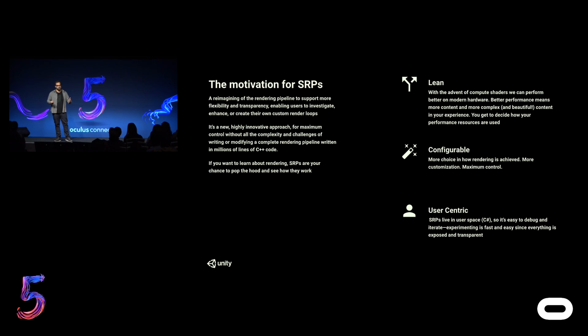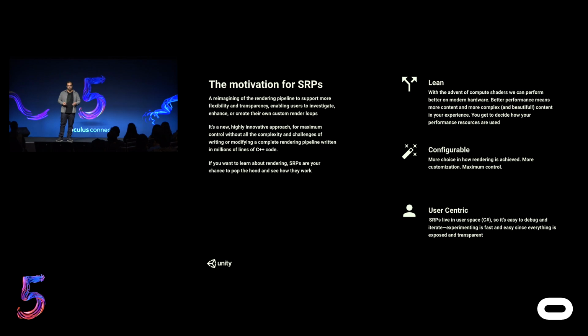So the motivation, 3 of the key things when I was thinking about SRPs that were really behind why we did these was, 1, we wanted them to be lean. We wanted you to be able to write lean render pipelines. So lean means getting rid of everything that you don't need. If you don't have rendering in your experience, why have the code run that?